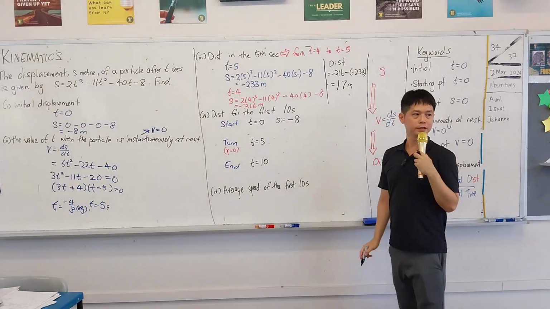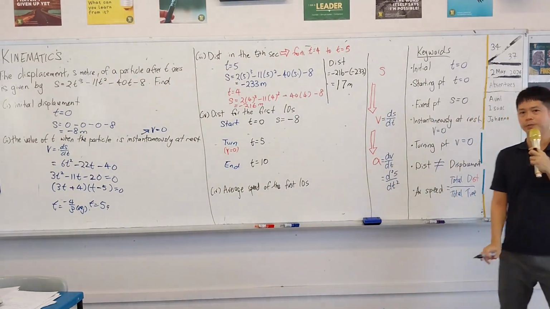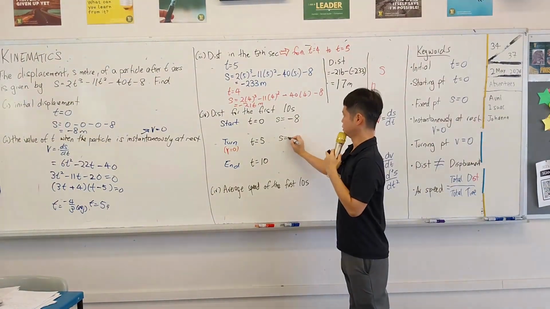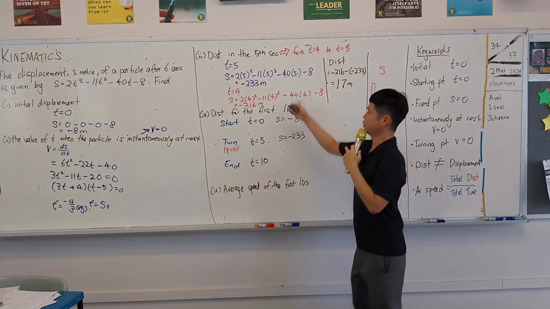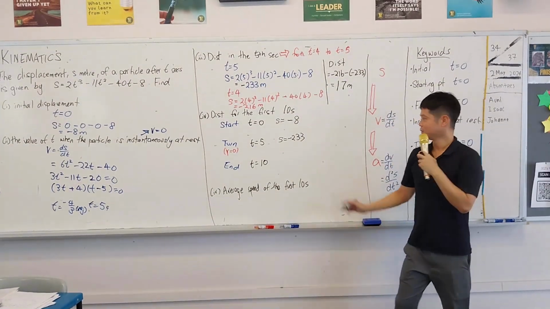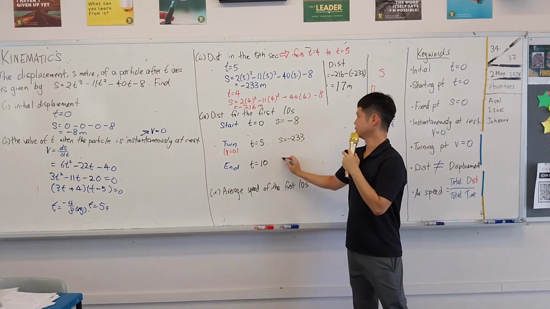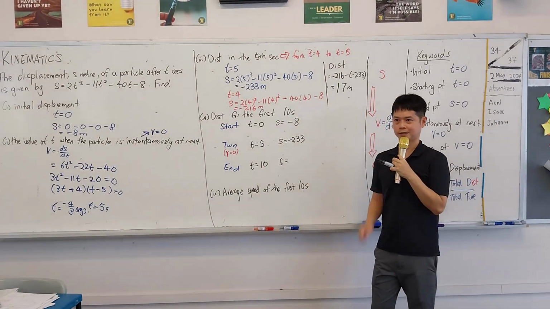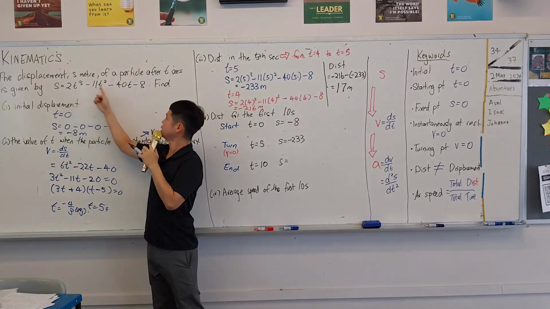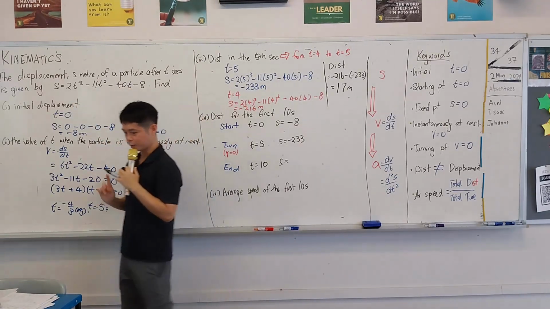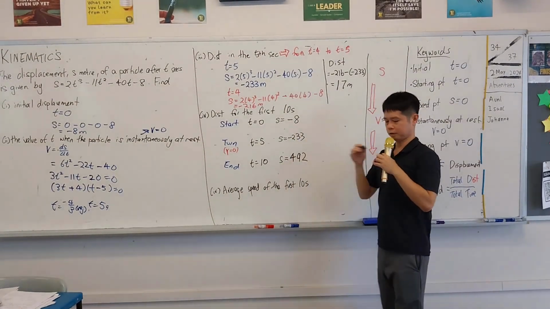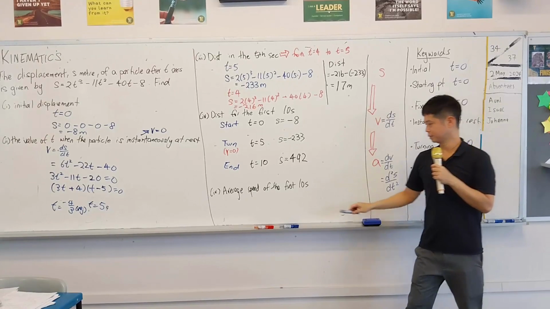The turning point, did I find just now? What was the displacement? Negative 233. Down here. Okay, the last one sure don't have. So when T is 10, what is S? When T is 10, I'm not going to write it down. What is S? Can you just work it out? Did you get 492? So now I want to find distance.